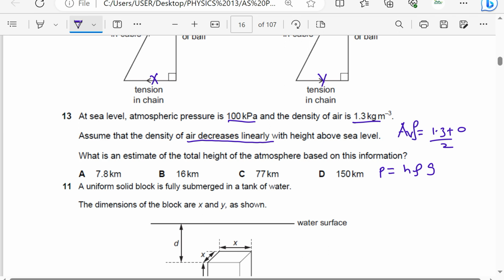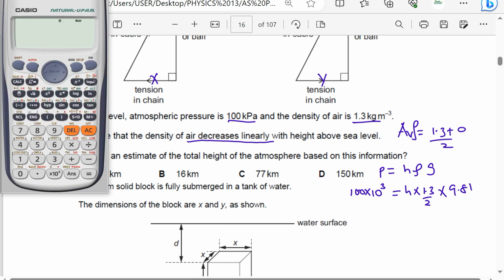So the pressure is given as 100 times 10 power 3 because it's kilopascals. It is going to be equal to the height h times the average density, 1.3 divided by 2, then g, which is 9.81. I'll just press my calculator to check the value of h. So I have 100 times 10 to the power 3 times 2 divided by 1.3 times 9.81.